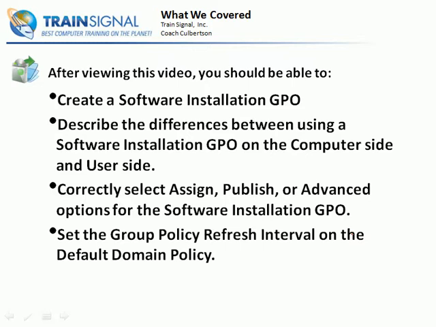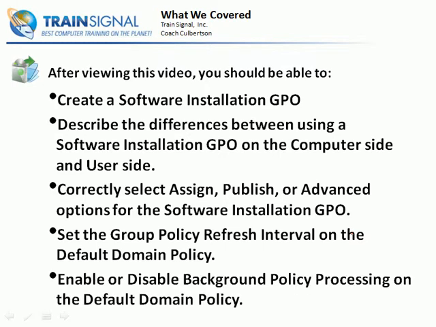So remember, you can install, upgrade, and remove software using these techniques and this little setting we're looking at right now. You should be able to set the group refresh policy interval on the default domain policy. Even though we did not configure that at all, you should now know at least where to go for that. And you should be able to enable or disable background policy processing on the default domain policy. Remember, all we did there is one group policy setting, turn off background processing for group policy. It sounds more complicated than it is. And remember, that's either enabled or disabled.